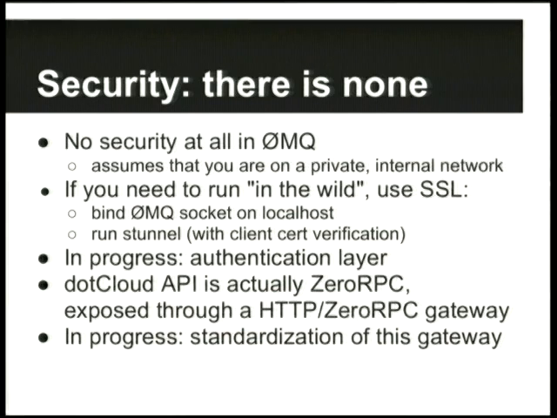Also, we have an HTTP ZeroRPC gateway that our API actually uses. So as I mentioned, when someone does a .cloud command, the command line will actually do some HTTP requests, and those HTTP requests are immediately translated into RPC calls. Well, after an authorization round trip, but then there is a clean mapping of the calls between ZeroRPC and HTTP.